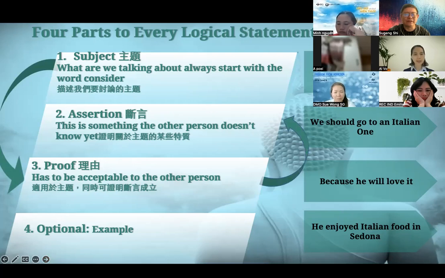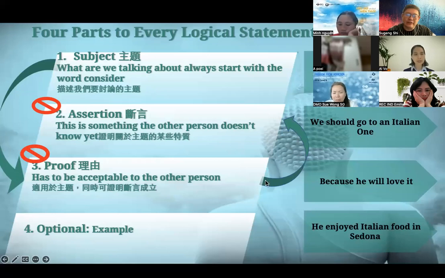So first, the proof, okay, let me go back. For the first checkpoint, we need to show that the proof, the reason, is related to the subject. The second checkpoint is that if the reason is correct, the assertion has to be correct. And the third checkpoint is that if the assertion is wrong, then the reason has to be wrong.